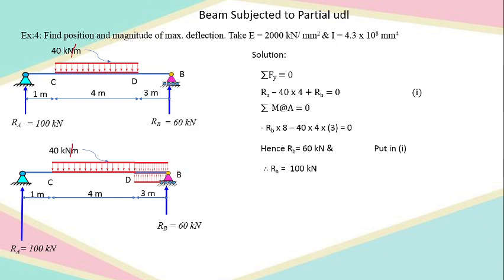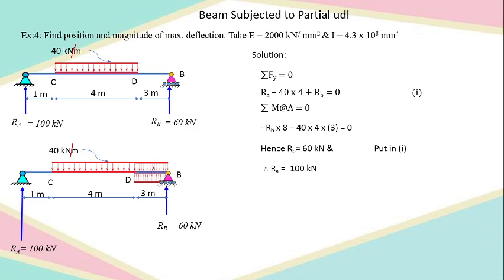So I think you have got this particular idea. What I did, I added as well as subtracted the magnitude of UDL for the span of DB. Now the problem is the same problem we have seen earlier. Whatever procedure we have adopted till now, the same procedure is to be adopted after adding and subtracting the UDL for the span of DB.